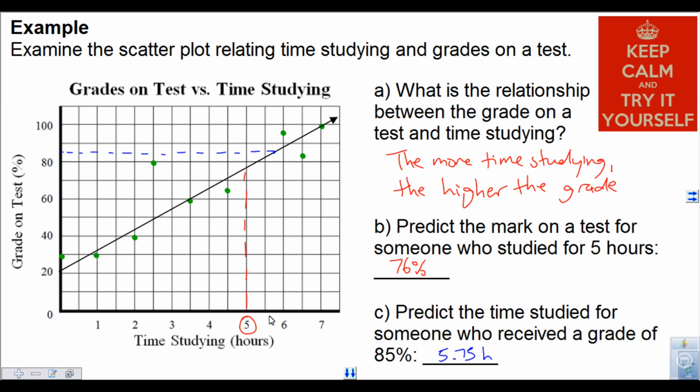So that's how we use the line of best fit, not only to show the relationship between two variables, but also to make some predictions between the two variables.